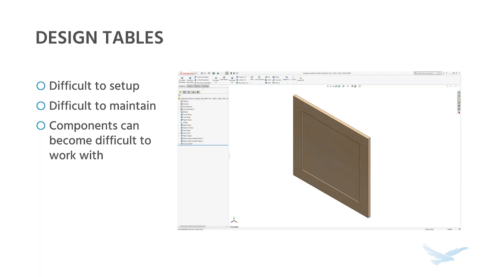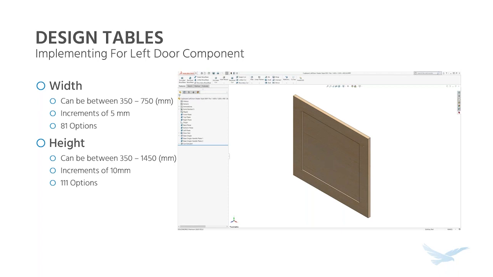So if we take a look at an example and go into sticking with this door, let's say the width of this door, we can input between 350 and 750 millimeters, sorry, from the UK. And that can be in increments of 5. And that's going to give us 81 width options, right? And with height, they're going to be between 350 and 1450 millimeters in increments of 10, and that's going to give us 111 options. So what's this going to mean for design tables?